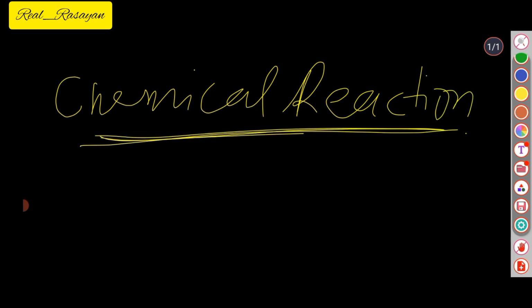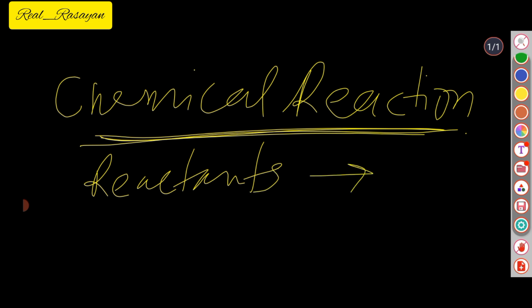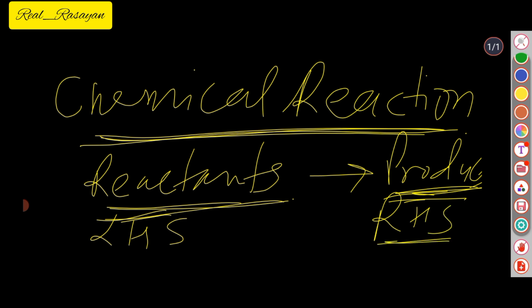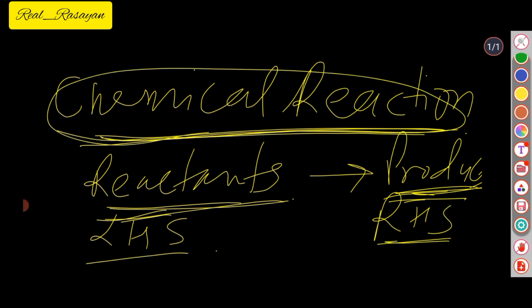A chemical reaction is the graphical representation of the symbols of the atoms or the elements. Reactants combine to form products. Reactants on the left hand side and products on the right hand side. Any chemical reaction follows the law of conservation of mass. Must remember this point. What is the law of conservation of mass? Total mass of the reactants should be equal to the total mass of the products.